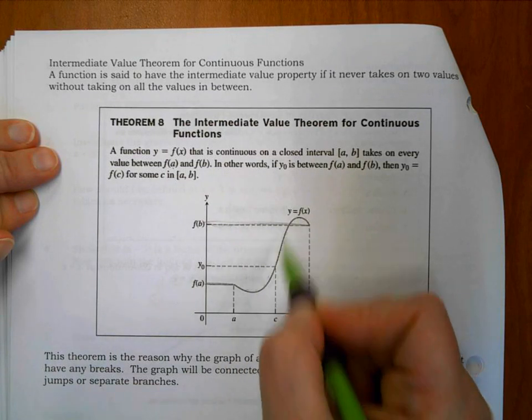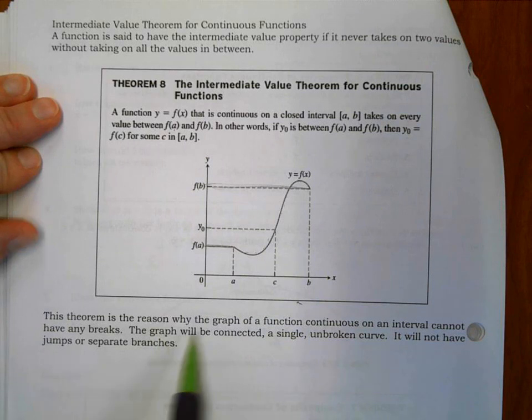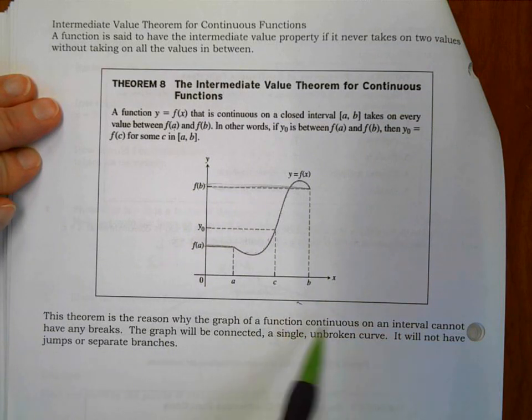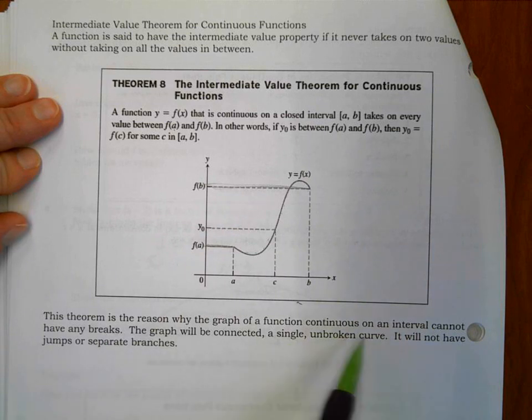There are no breaks. So this theorem is the reason why the graph of a function continuous on an interval cannot have any breaks. The graph will be connected, a single unbroken curve. It will not have any jumps or separate branches.